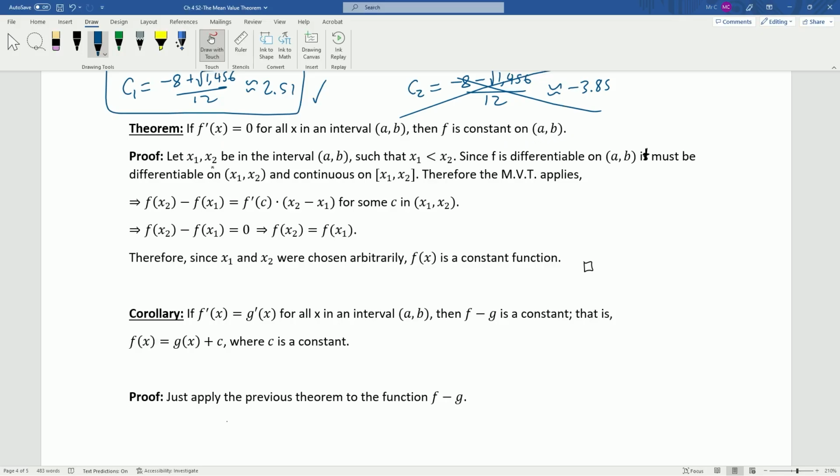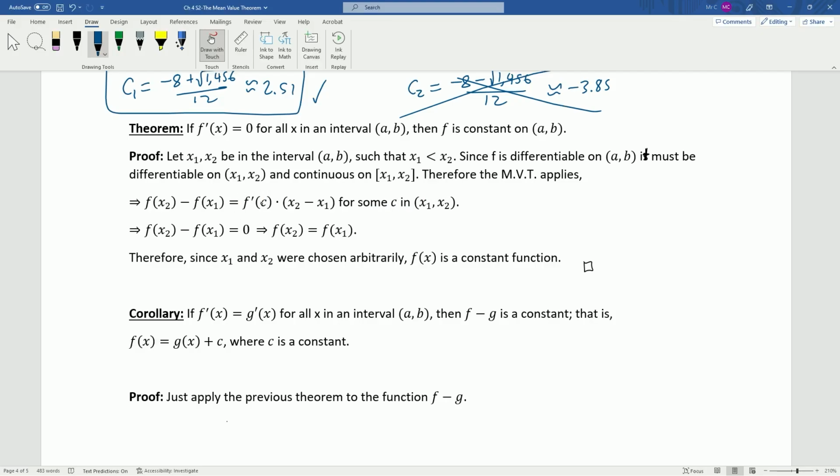So proof: let x1 and x2 be in the interval a b, such that x1 is less than x2. Then since f is differentiable on the interval from a to b, it must be differentiable on the interval from x1 to x2 and continuous on that interval. Therefore, the mean value theorem applies, and f of x2 minus f of x1 should be equal to f prime of c times x2 minus x1 for some c in the interval.